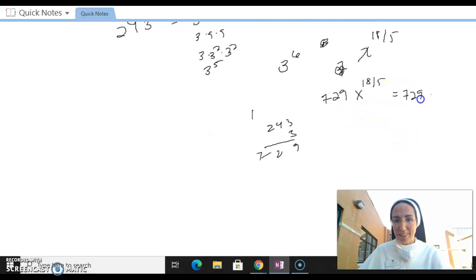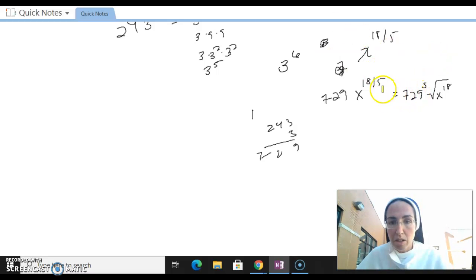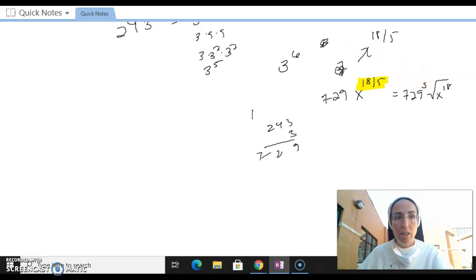I taught you how to do it this way. You would just do the 5th root of x to the 18th. Now, a lot of other Algebra 2 texts do it a slightly different way. So this is how you know to do this method. Whenever your exponent is a fraction and it's greater than 1, you could write it as a mixed number, you can rewrite it this way.